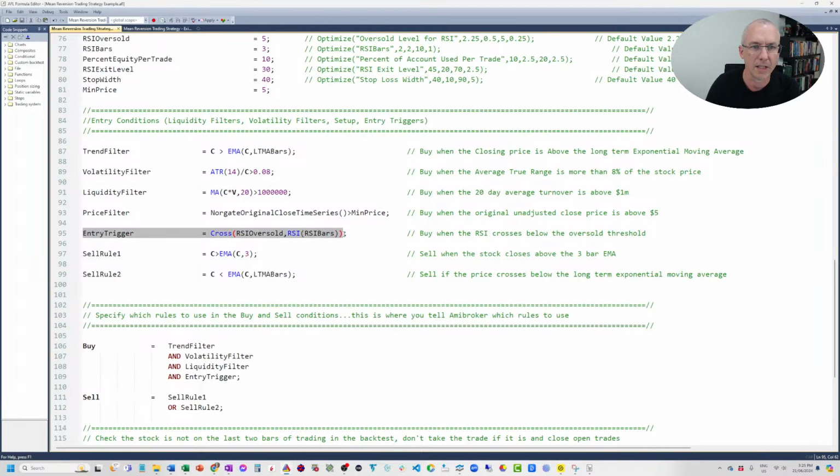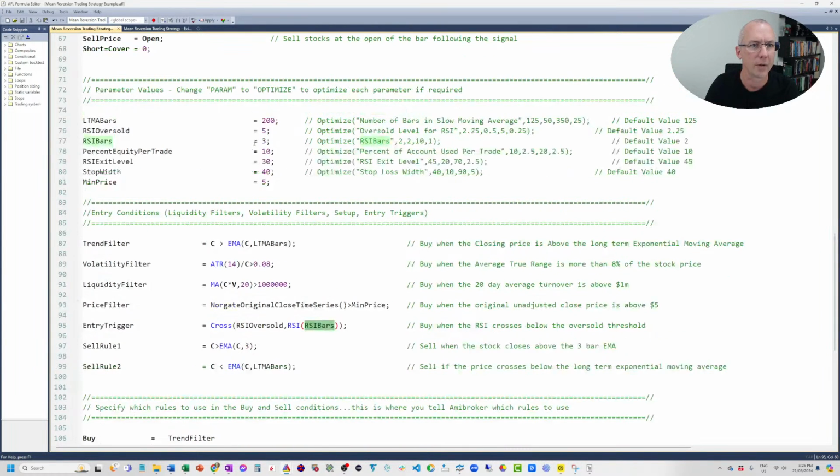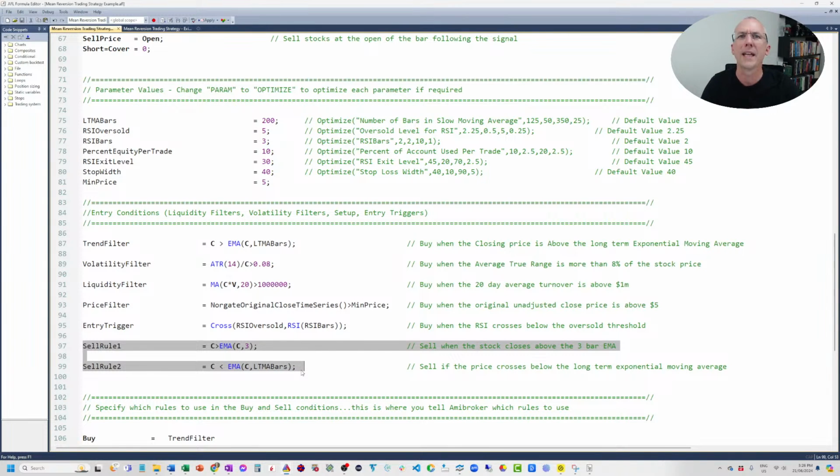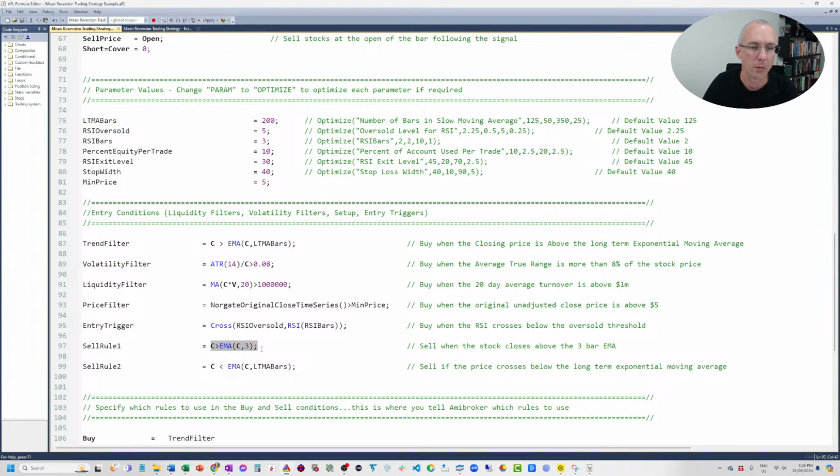The next rule is the entry trigger. This is a simple RSI based entry trigger, and the entry is when the RSI, it's a 3-period RSI, crosses below a value of 5. So it's very oversold on the 3-period RSI. Now I've got 2 sell rules in the core system before we get into the 30 rules that we're going to test. The first sell rule is that the close is above the 3-period exponential moving average. So that's basically a short-term rally that gets the price back above the 3-period EMA, and then you'll get out. And the second sell rule is the close is below the long-term moving average.